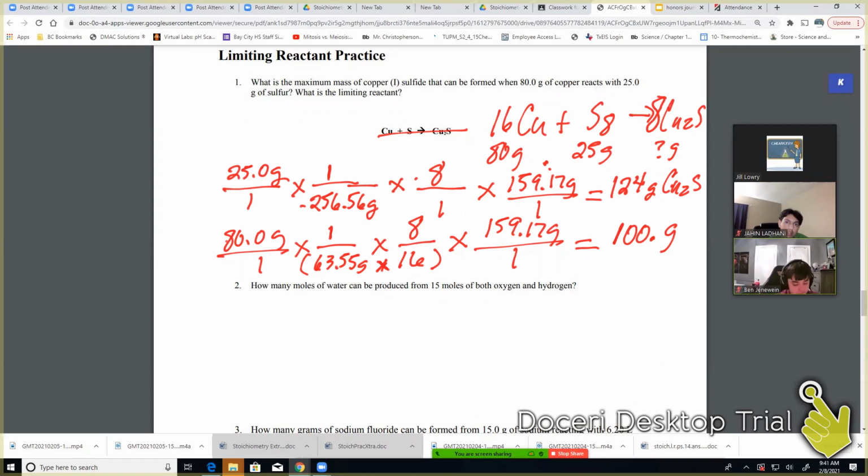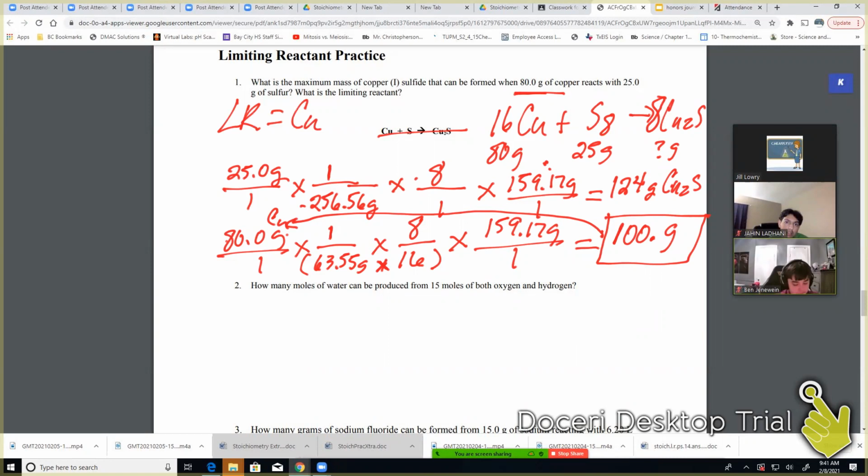So how much copper sulfide was actually produced? Exactly. 100 grams is how much was actually produced. So that makes which reactant my limiting reactant? That 80 grams came from 80 grams of copper. So which would be my limiting reactant, my copper or my sulfur? Remember, pick your lowest number like y'all did and go back and see what started that one. And that 80 grams started with the copper. So that means my limiting reactant is my copper.